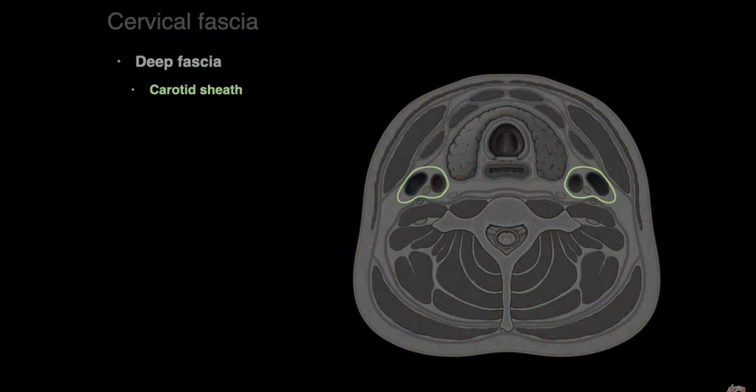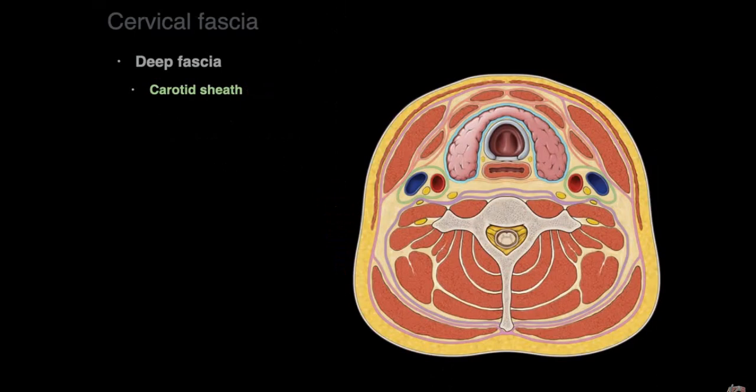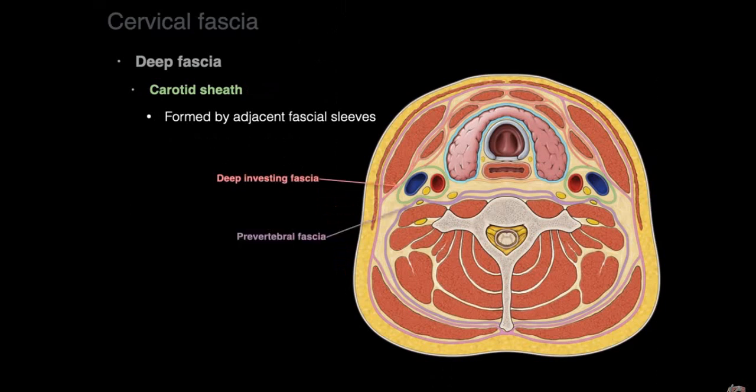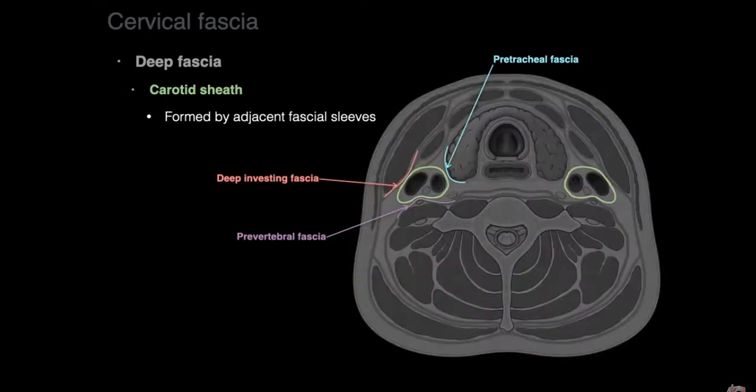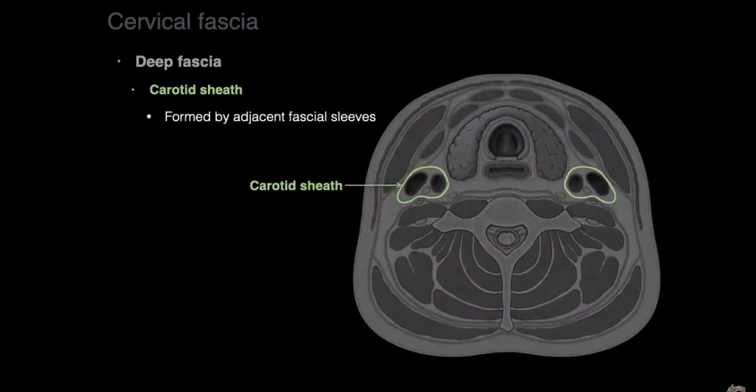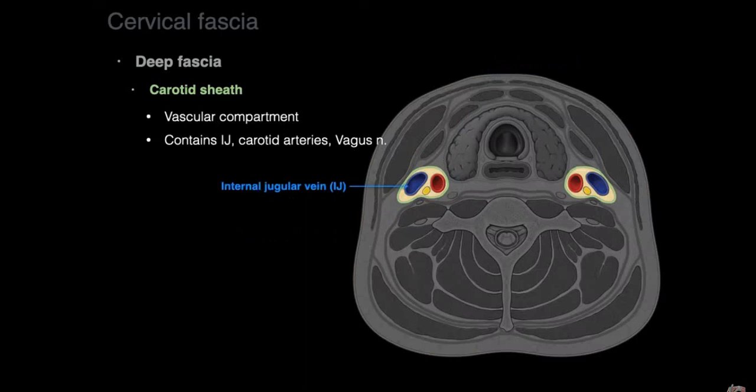Now the carotid sheath is that blinking structure, and it is formed by the adjacent fascial sleeves, like the deep investing fascia by the sternocleidomastoid, the prevertebral fascia by the anterior scalene, and the pretracheal fascia on the edge of the thyroid. All of those segments then condense around and form this vascular compartment called the carotid sheath, and this vascular compartment contains the internal jugular vein, the carotid arteries, and the vagus nerve, like that. Now what's not seen here are the deep cervical nodes and the carotid sinus nerves.